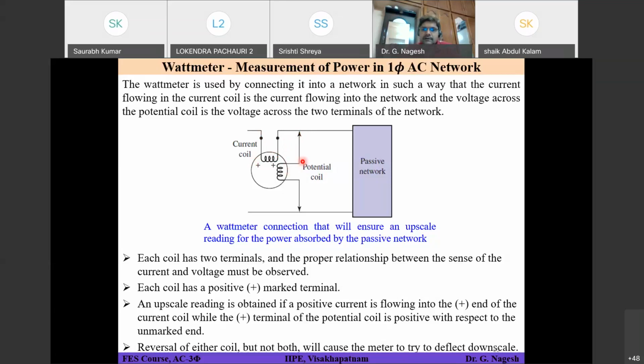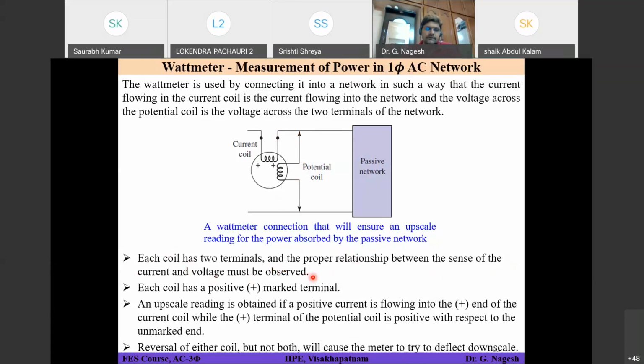Both are possible. In the olden days, olden days means 10 years back, they used to have this kind of connection. That means the second terminal of the current coil is the same as the first terminal of your potential coil, as shown on your screen now. So what it means is each coil has two terminals, and the proper relationship between the sense of the current and voltage must be observed.